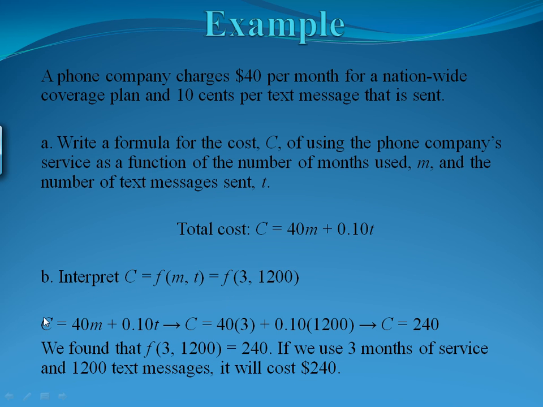So that means if we take our original equation that we set up in part A, we're going to plug in a 3 for M, so we have 40 times 3, plus 0.10 times 1200. It's important that you plug the numbers into the correct variable. Crunching these numbers, we get that the total cost is $240. Now what does that mean? That means if we use 3 months of service, because 3 went with M, and we send 1,200 text messages, because 1,200 goes with T, it'll cost us $240. The big thing here is remembering which number goes with which variable and plugging them into the correct place.